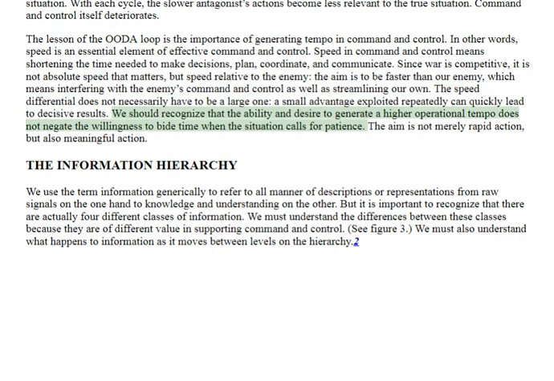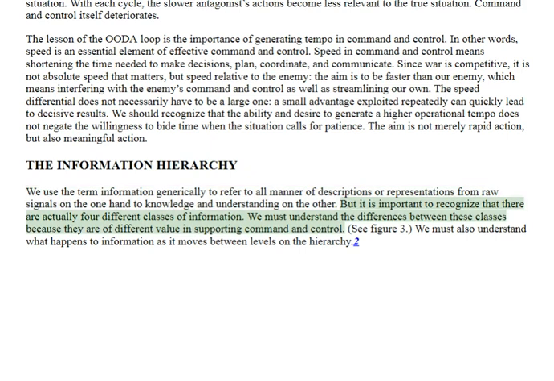We should recognize that the ability and desire to generate a higher operational tempo does not negate the willingness to bide time when the situation calls for patience. The aim is not merely rapid action, but also meaningful action. The information hierarchy. We use the term information generically to refer to all manner of descriptions or representations, from raw signals on the one hand to knowledge and understanding on the other.